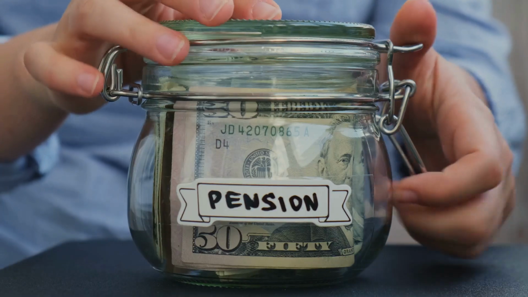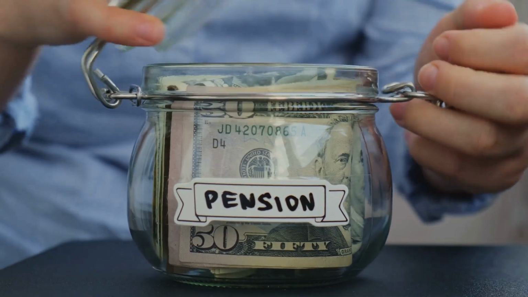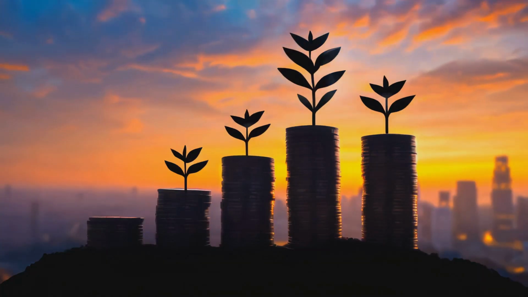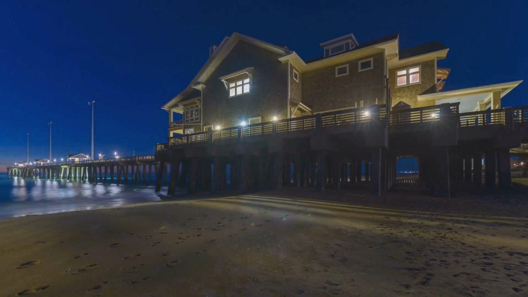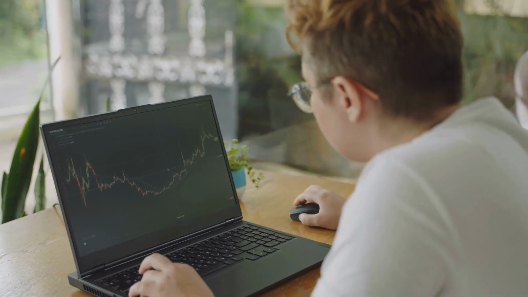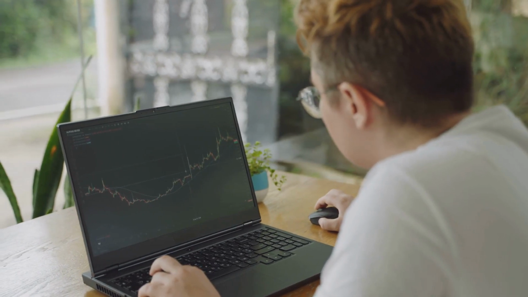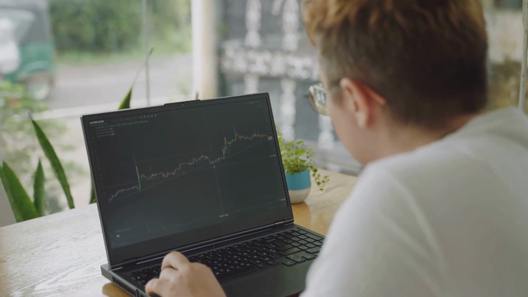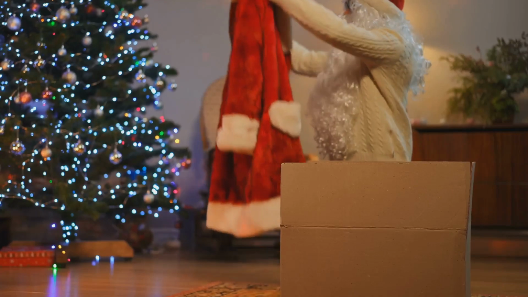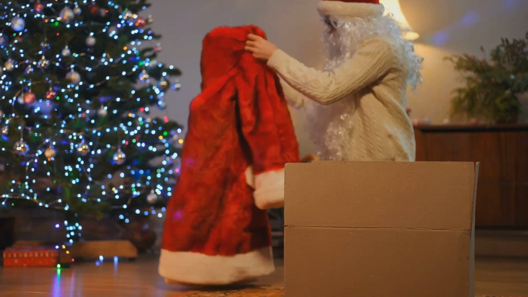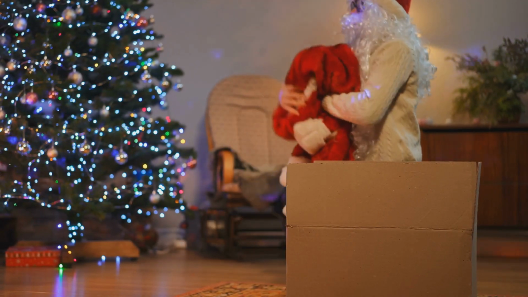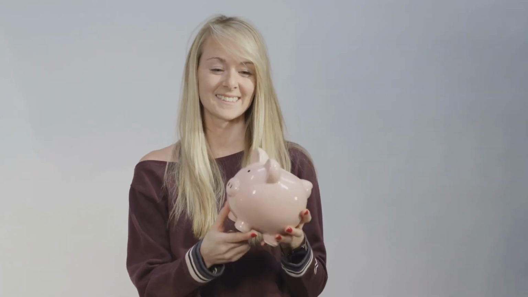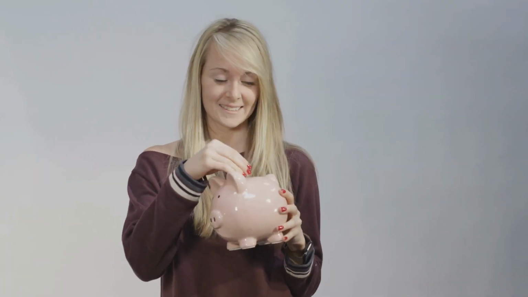Bucket 3 is where the big, long-term goals live. We're talking about retirement, building wealth for the future, or maybe that dream house on the beach. This bucket can be invested in things that have the potential for higher returns, like stocks or real estate, because you don't need that money until much later. It's like that box of holiday decorations you only open once a year. It's packed away for the long haul, and when you finally get it, it's like, wow, this is what I've been working for.